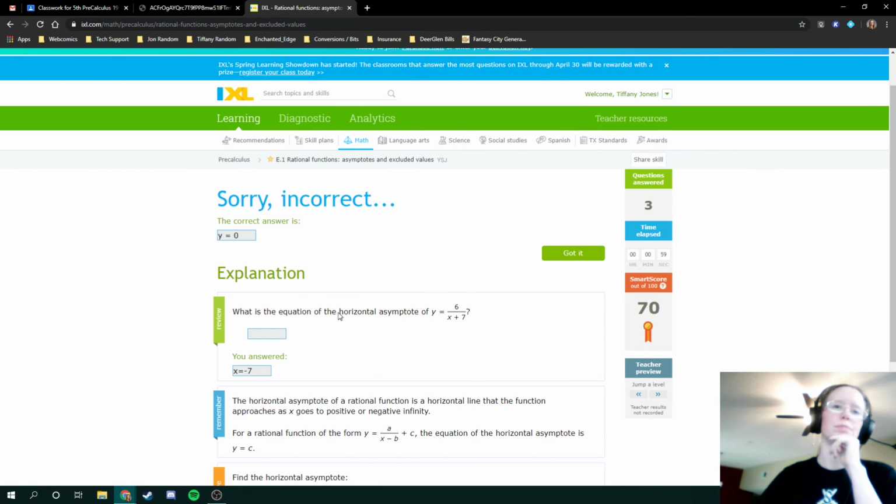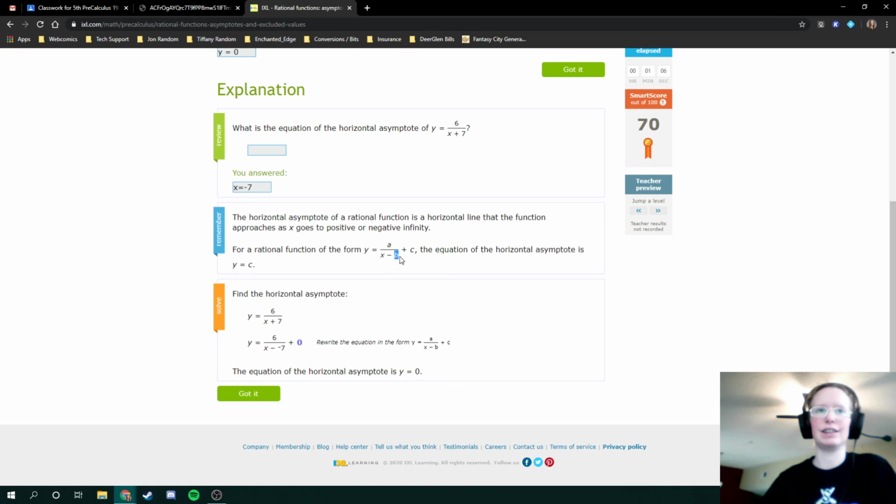Oh, horizontal. I didn't read it close enough. Well, good thing, because this is what happens when you get a question wrong. It breaks it down like this. They use B and C. You could use a poop emoji, and it would still mean the same thing.